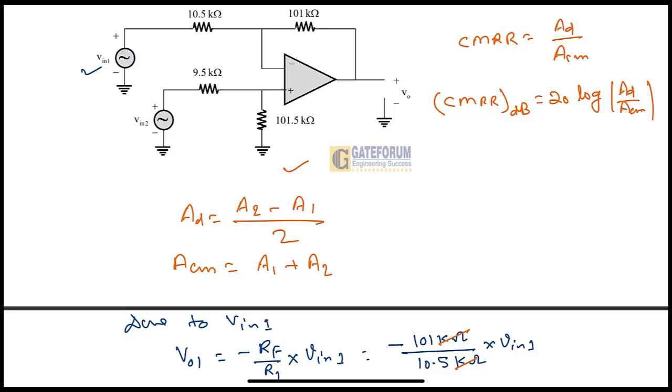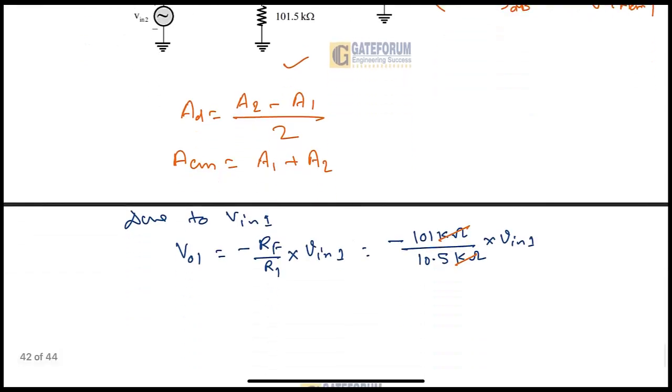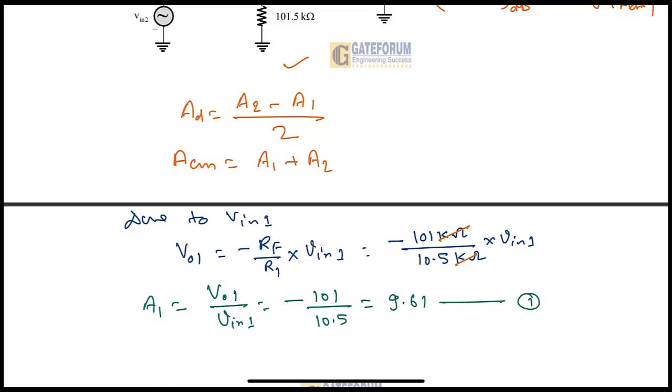So this kilo ohm gets cancelled, and VO1 divided by V in 1 is giving the corresponding gain. Here we can consider that gain as A1. So A1 is equal to VO1 divided by V in 1. That becomes minus 101 divided by 10.5. So this is giving 9.61. Let's say this is equation number 1.